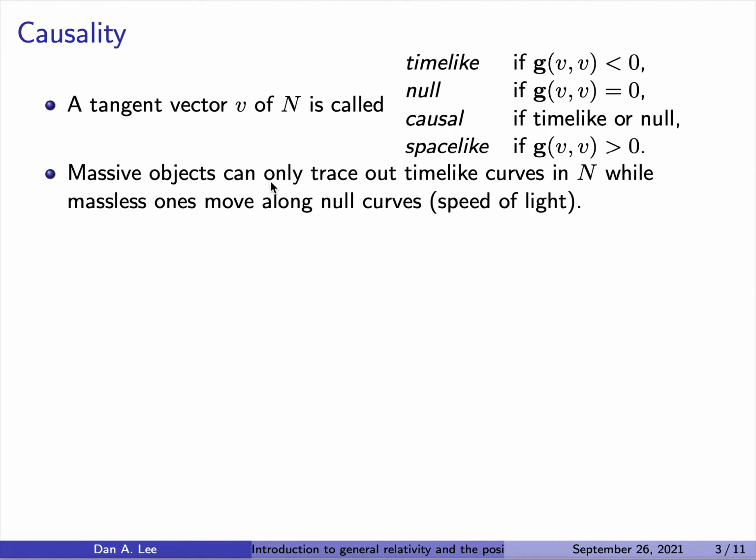Okay, the physical significance of these distinctions is that massive objects can only trace out timelike curves, while massless ones will move along null curves. So we interpret objects moving along null curves as moving at the speed of light. Photons, for example, would move along these null curves.